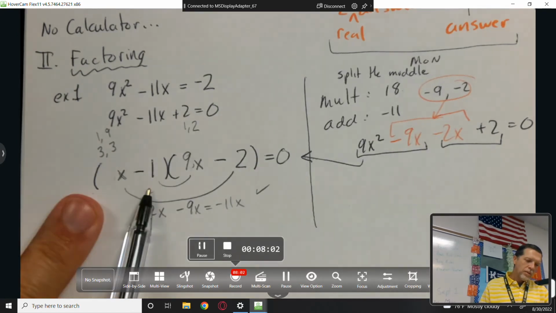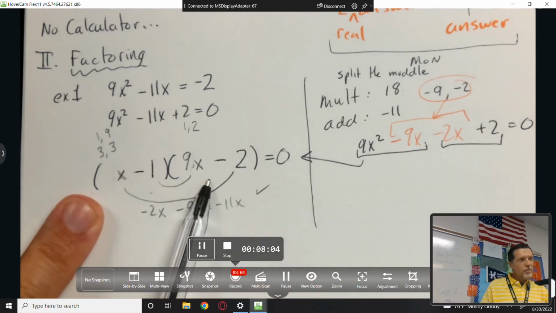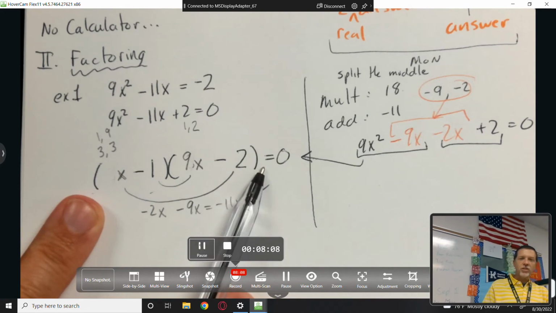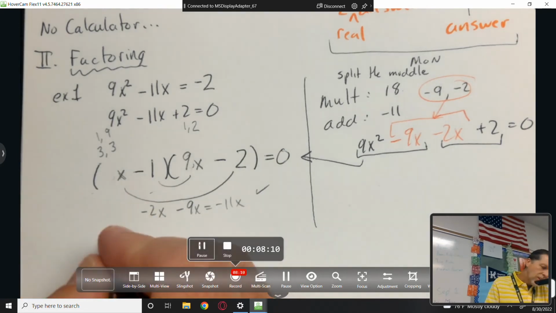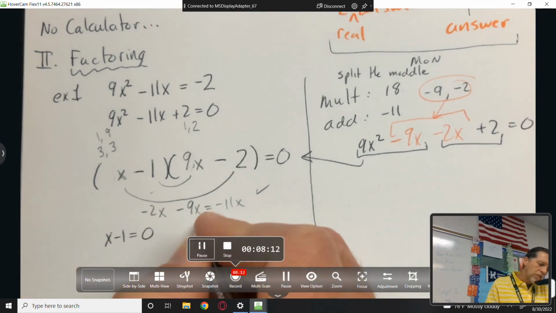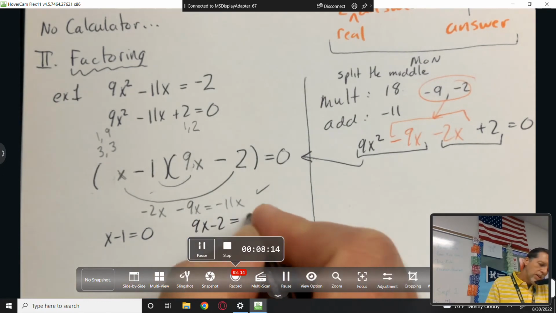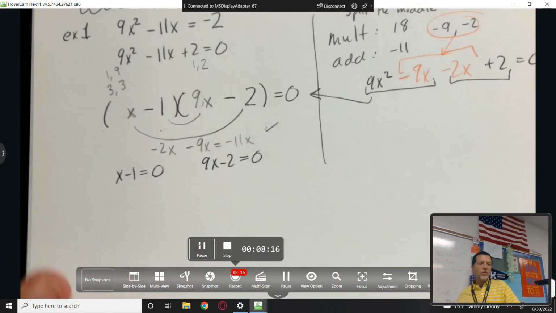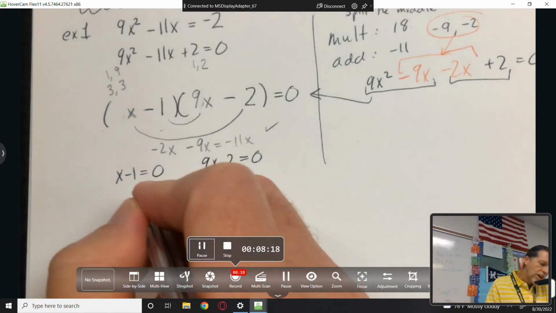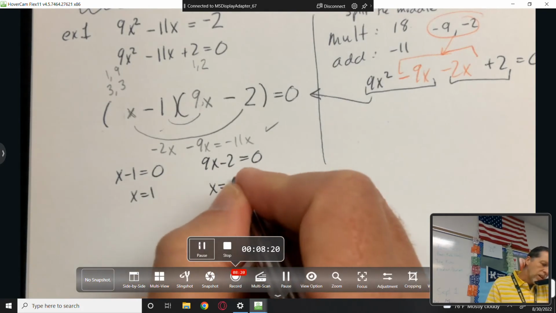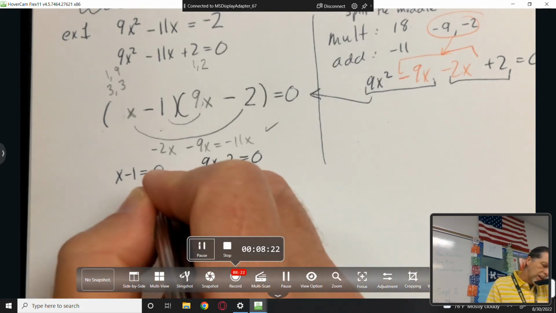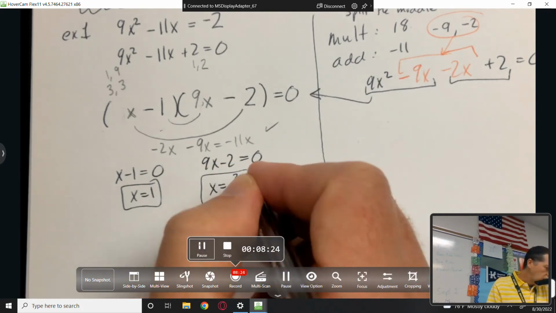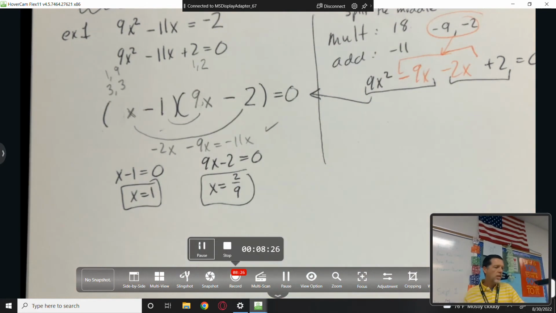Back to this problem. Yesterday we stopped there, like just said factor. But today we have an equation, and the instructions are going to be to solve. So, I mean, it's easy from here, but make sure you take the final step. You probably don't even show that step because you've done this so many times. x equals 1 and x equals 2/9. So those are our solutions.